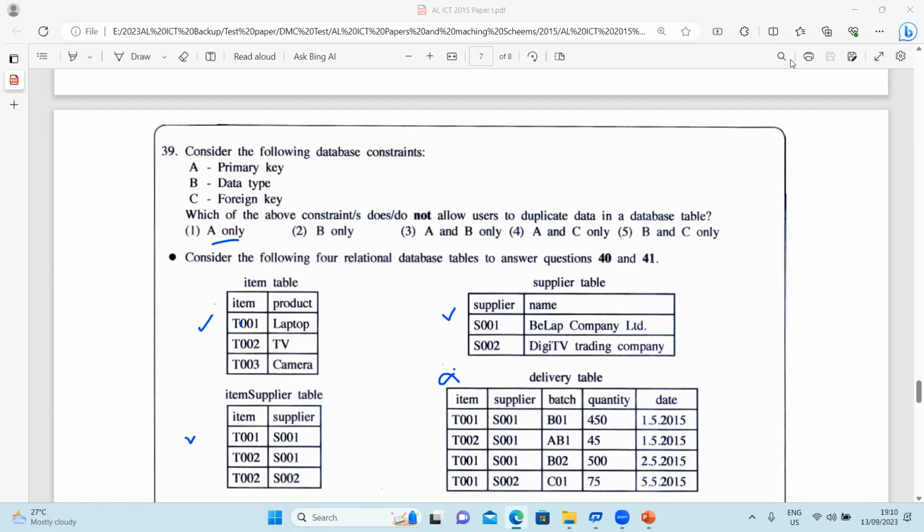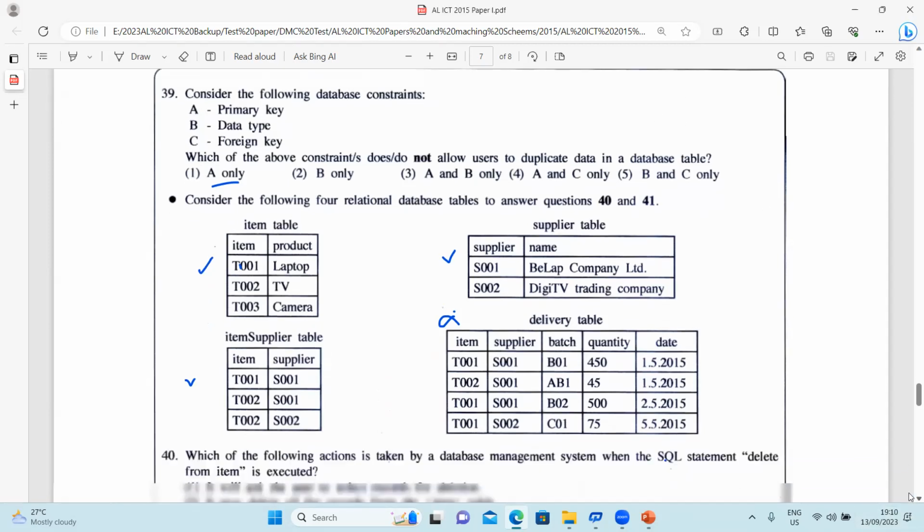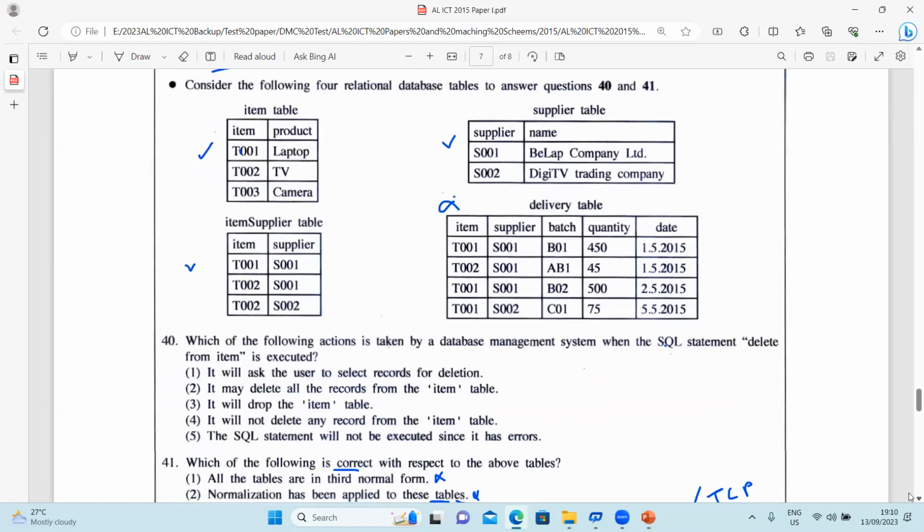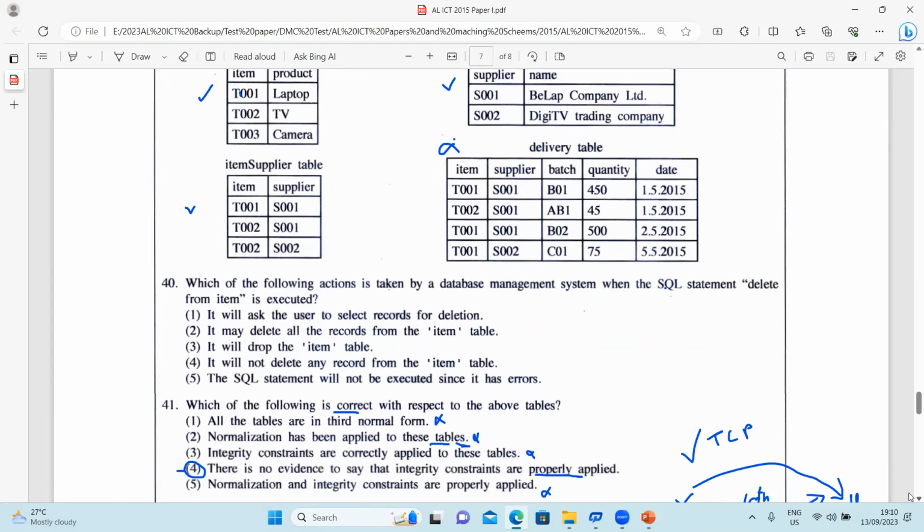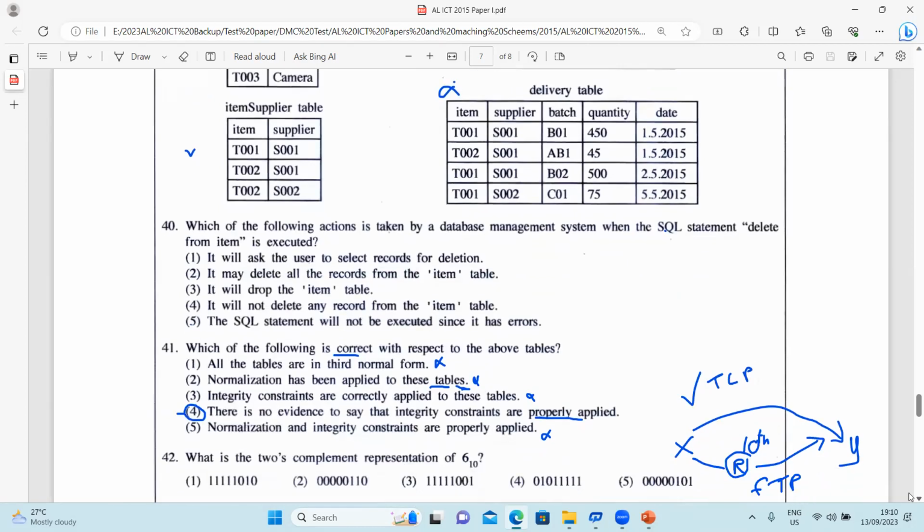Then, consider the following four relational database tables to answer questions 40 and 41. Which of the following actions is taken by the database management system? You can't do that. Still, that one we didn't do. Which of the following is correct with respect to the above tables?